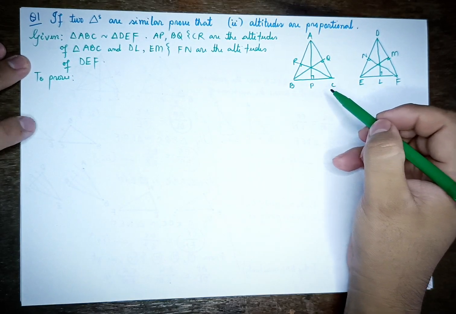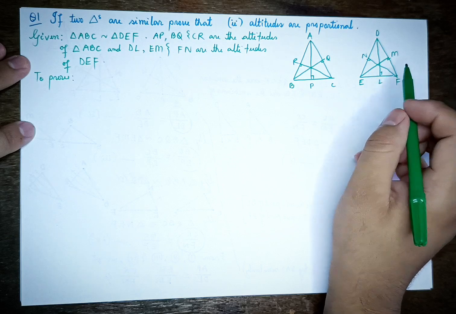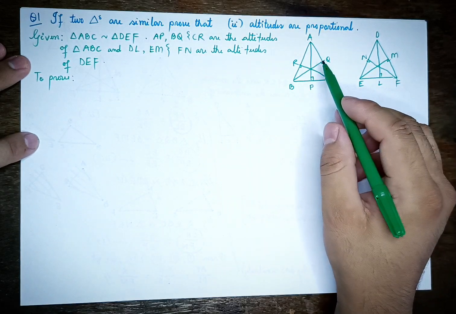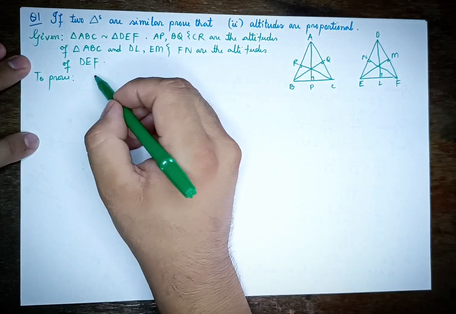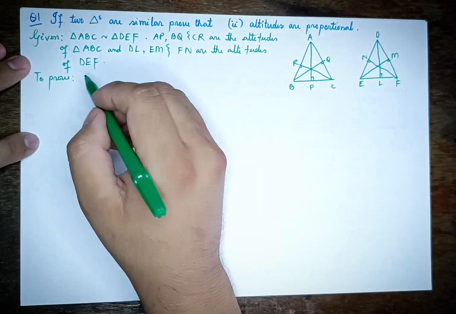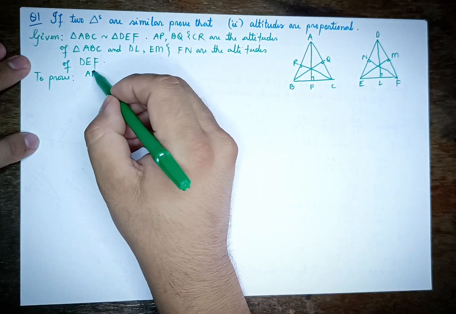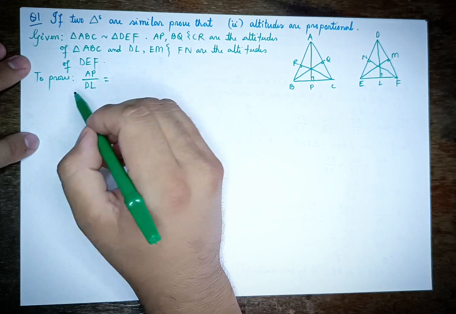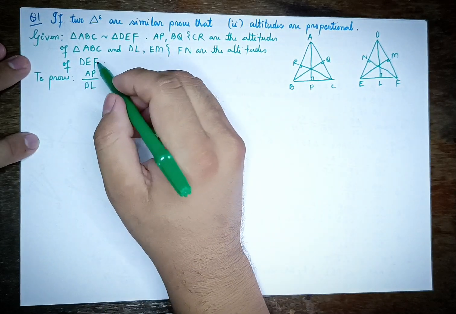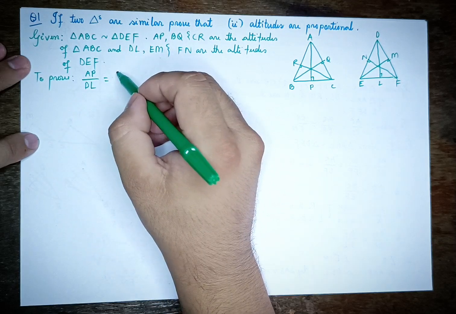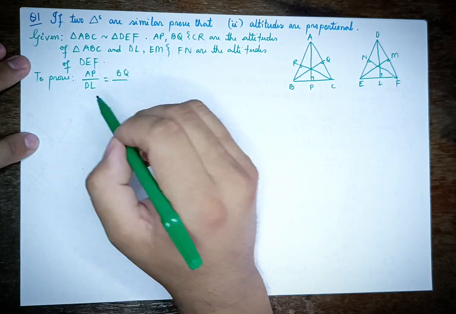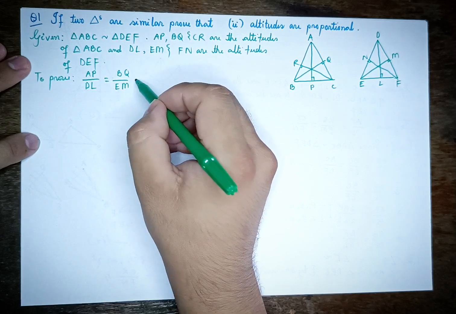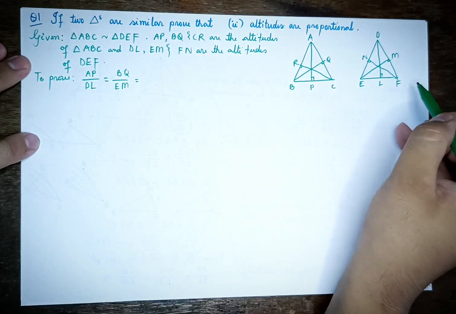that the ratio of the altitudes is proportional, that is, AP by DL is equal to BQ by EM, equal to CR by FN.